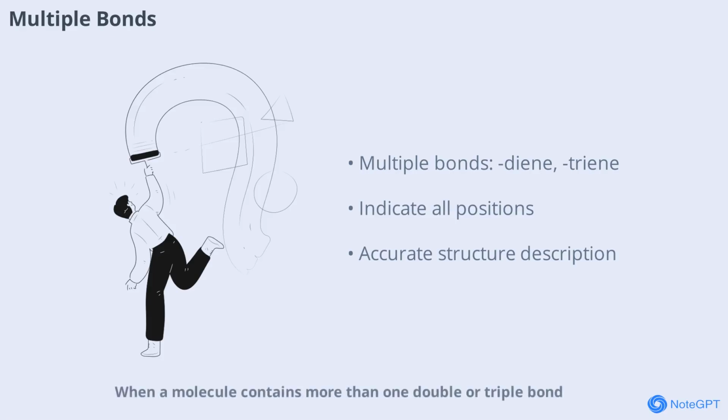When a molecule contains more than one double or triple bond, the suffixes diene, triene, or diyne are used. The positions of each bond are indicated by numbers. For example, hexa-1,3-diene has double bonds at the first and third carbons. This rule allows chemists to describe molecules with multiple points of unsaturation accurately.